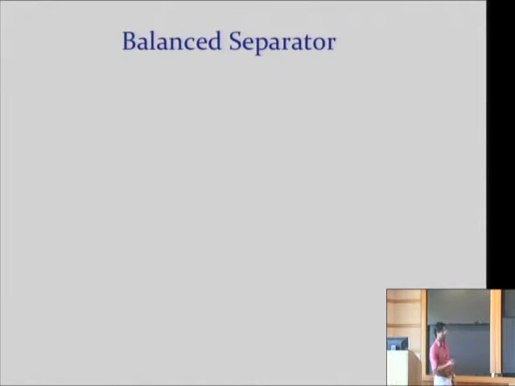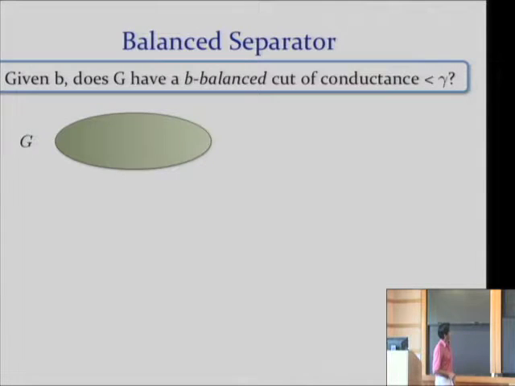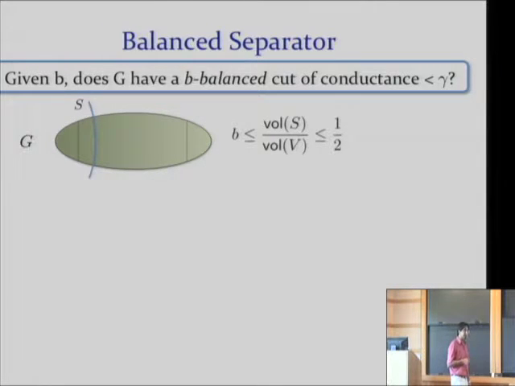Okay, now let me define the main problem that we'll work with. That's called the balanced separator problem. The question we ask is, given a graph, does there exist a balanced cut of conductance at most gamma? What do I mean by balanced? I mean to say that both sides have a fractional volume at least b. This problem has a really rich history, and I'll not be able to do justice to it. So I'll just highlight the most important works in this area.